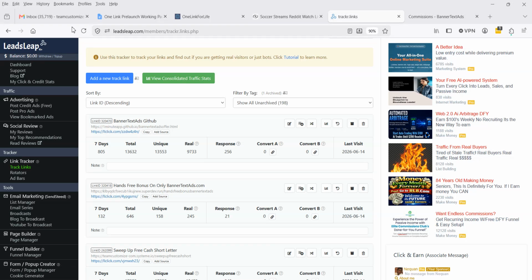Hello, today is an update on BannerTextAds, BannerTextAds.com.